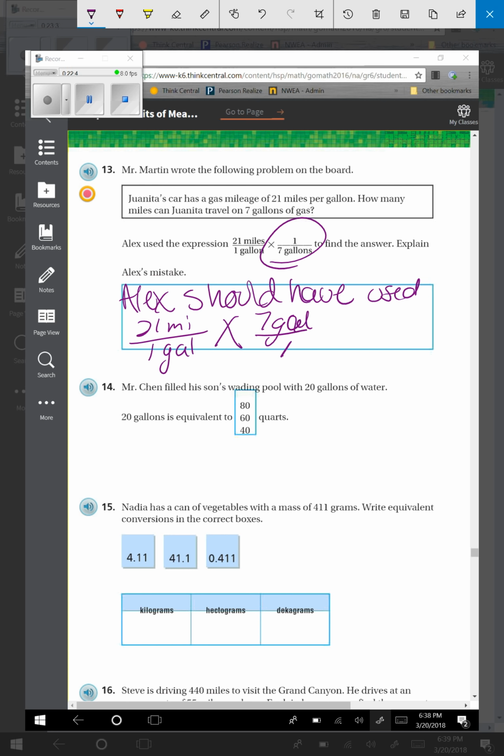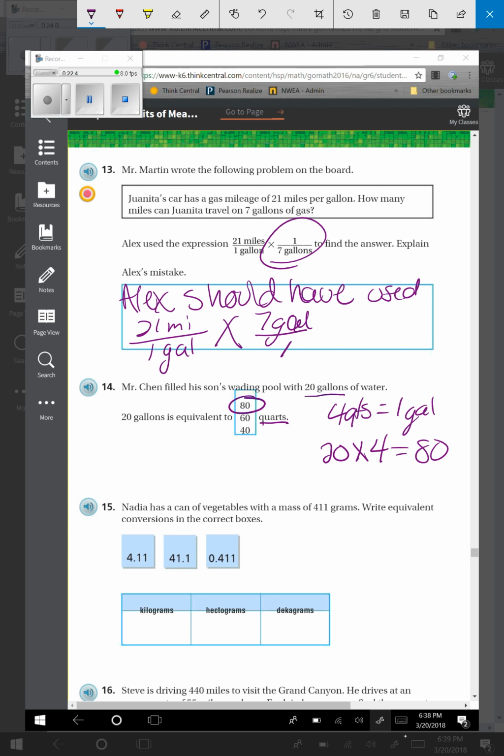Mr. Chen filled his son's wading pool with 20 gallons of water. 20 gallons is equivalent to how many quarts? There are 4 quarts in 1 gallon. So we would take 20 times 4, which is going to equal 80 quarts.